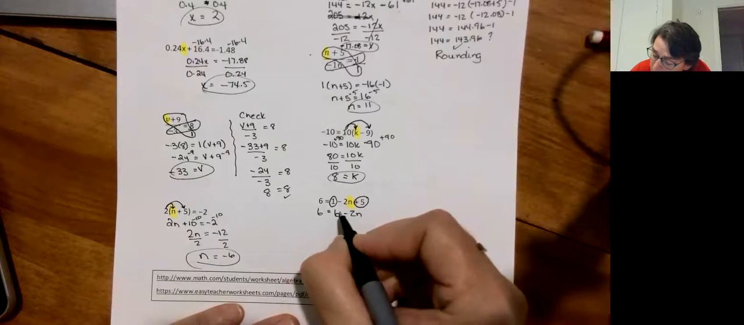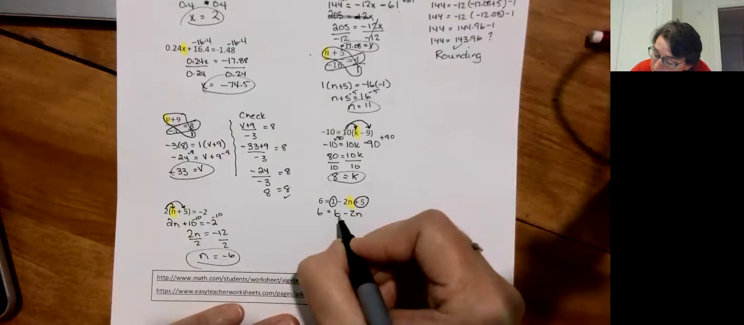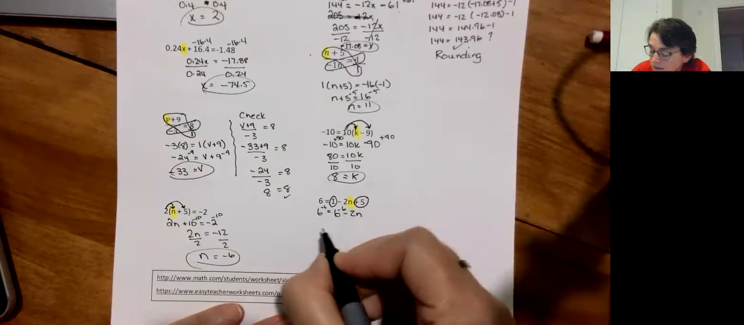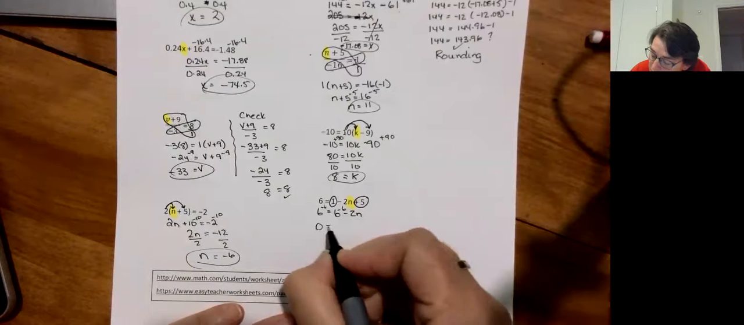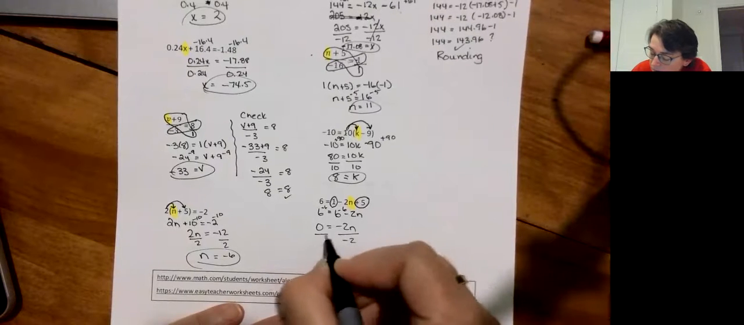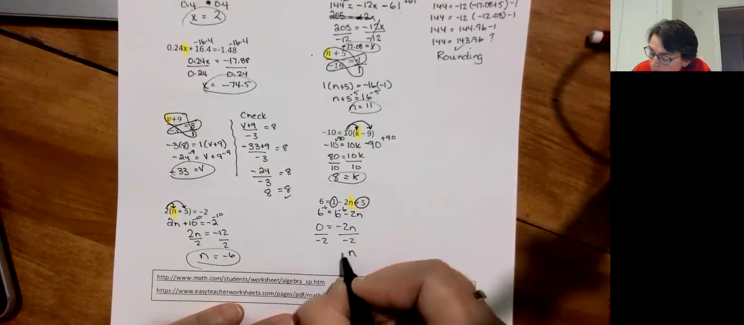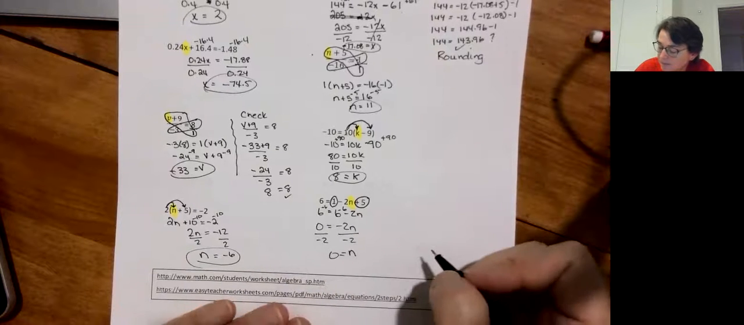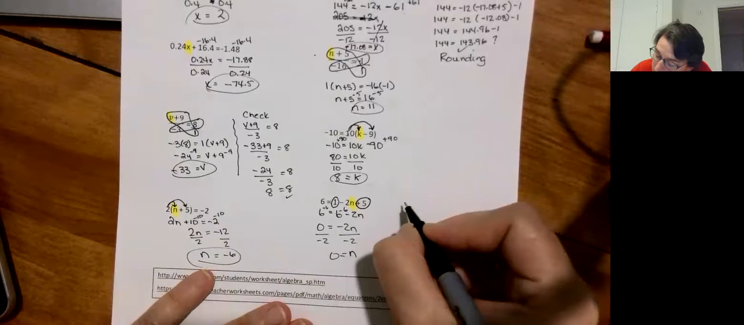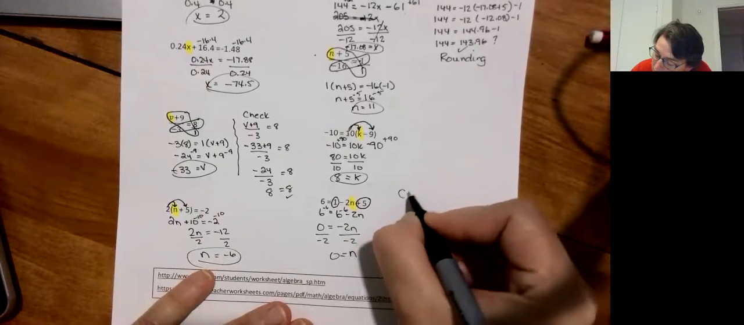So now I need to simplify. So I need to move this 6 over to that side, minus 6, minus 6. So 0 is equal to minus 2n, divide by minus 2, divide by minus 2, n is equal to 0. That feels a little bit weird. So let's try a check on that.